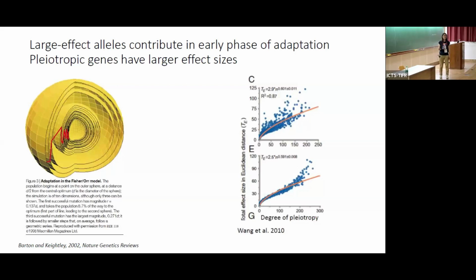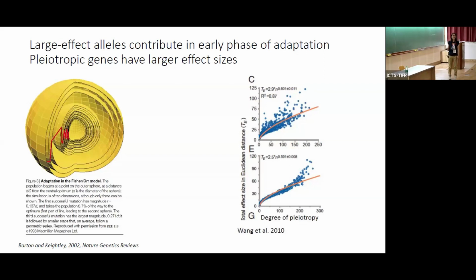Empirical studies show that the degree of pleiotropy, meaning the number of traits that a gene affects, correlates with the effect size. So the more pleiotropic you are, the larger the effect size is. And that would mean that if you look for genes that are more pleiotropic, we could actually talk about larger effect size.